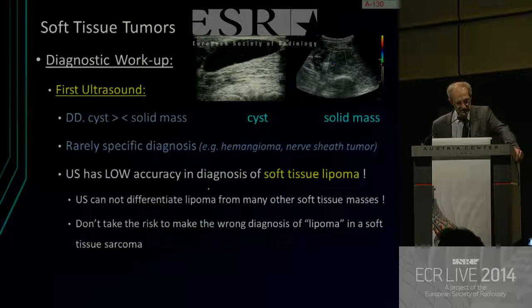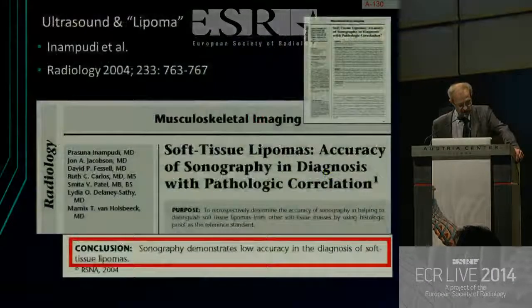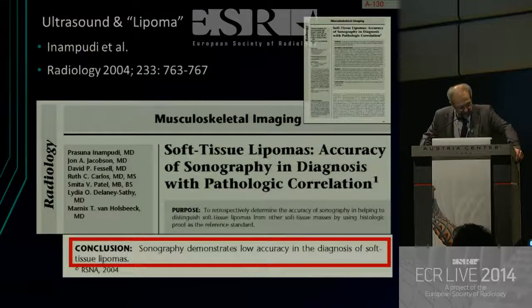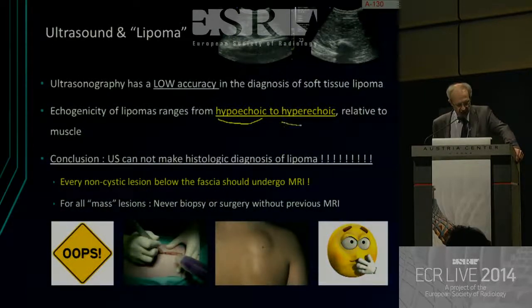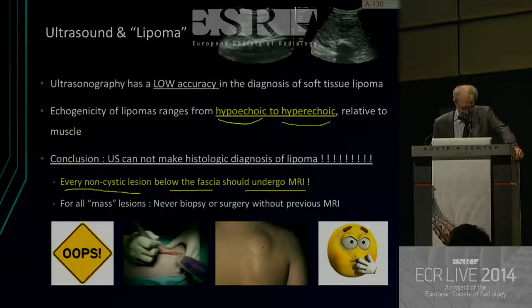Be careful with this diagnosis. Many of you will say that they have seen a soft tissue lipoma. Well, in fact, don't take the risk to make a wrong diagnosis of a lipoma, and sometimes it's a soft tissue sarcoma. So this study by Inampudi and Van Holsbeek's team has shown that sonography demonstrates low accuracy in the diagnosis of soft tissue lipomas, because lipomas can be hypoechoic or hyperechoic. So the recommendation is non-cystic lesion below the fascia. Don't tell it's a lipoma. First do MRI. Otherwise, the surgeon will do a biopsy thinking that he will find a lipoma, and then he's saying, oops, it's not a lipoma. So then you have an oops lesion.